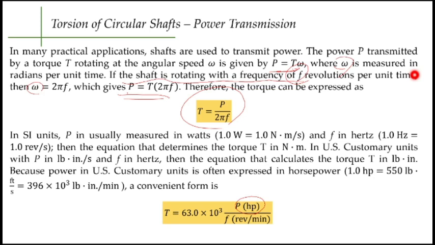What you have to memorize is the 63 times 10 to the power of 3, because again that is just derived from the conversion. What you need to memorize is T is equal to P over 2 pi f.